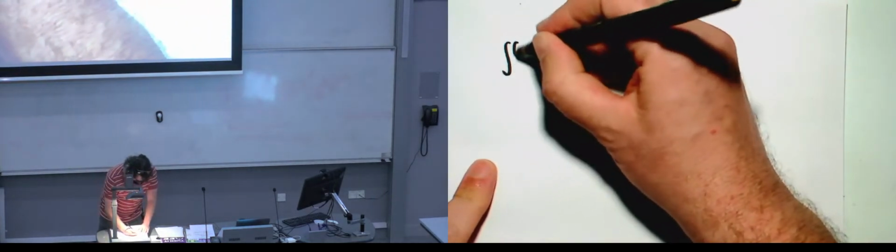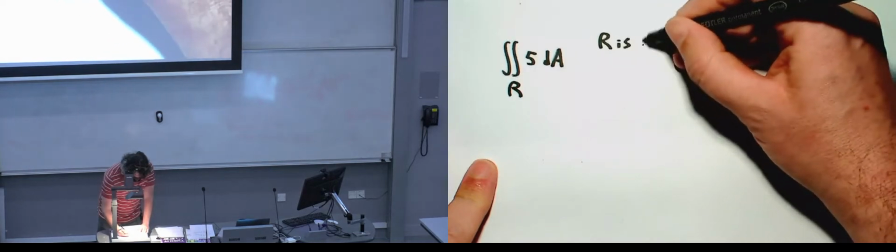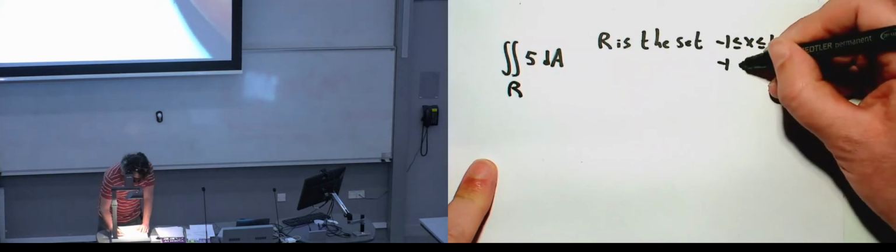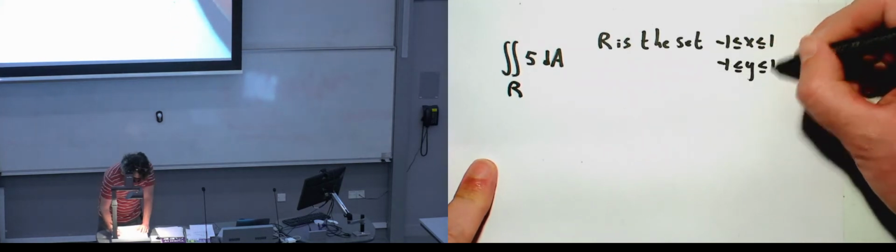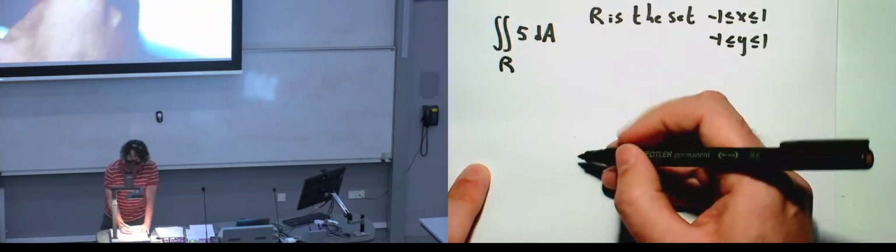And so in order to do this, you can realize that this double integral represents this volume. And so we have this double integral over R of the constant 5, where R is the set where x goes from -1 to 1, and the same for y. Okay, and so let's draw a picture of what volume is represented here.